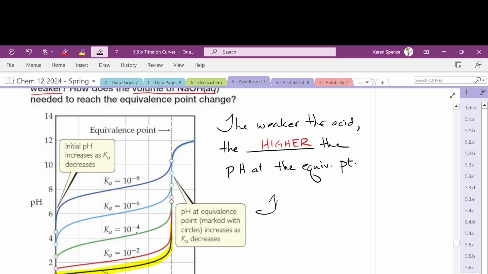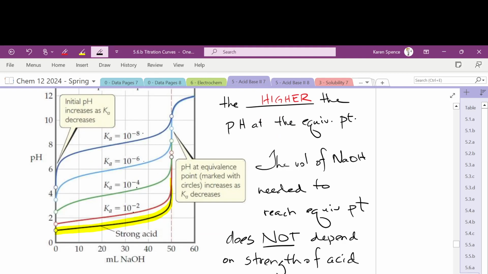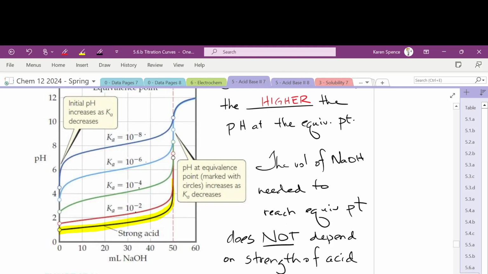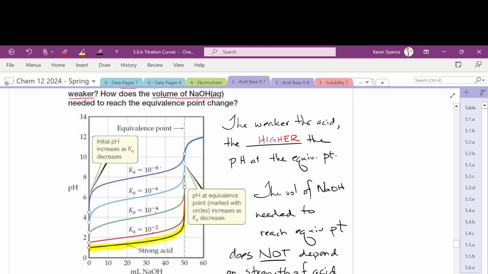It stays the same. So the volume of NaOH needed to reach the equivalence point does not depend on the strength of the acid, only on the moles of acid. We're on page 100. Okay, so let's take a look then at the pH at the half equivalence point.